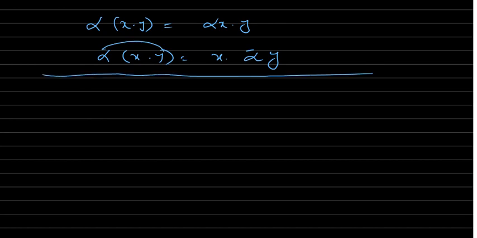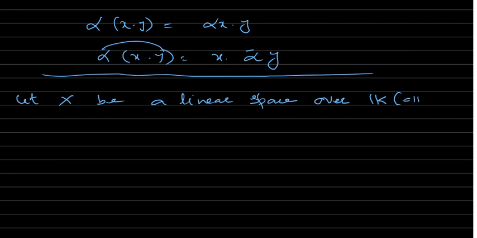So let's now define it formally, an inner product. We start with a linear space, without wasting our time. Okay, we start with the definition. Let X be a linear space over some scalar field K, where K is obviously either R or C, complex numbers. Okay? And an inner product on X is a function.